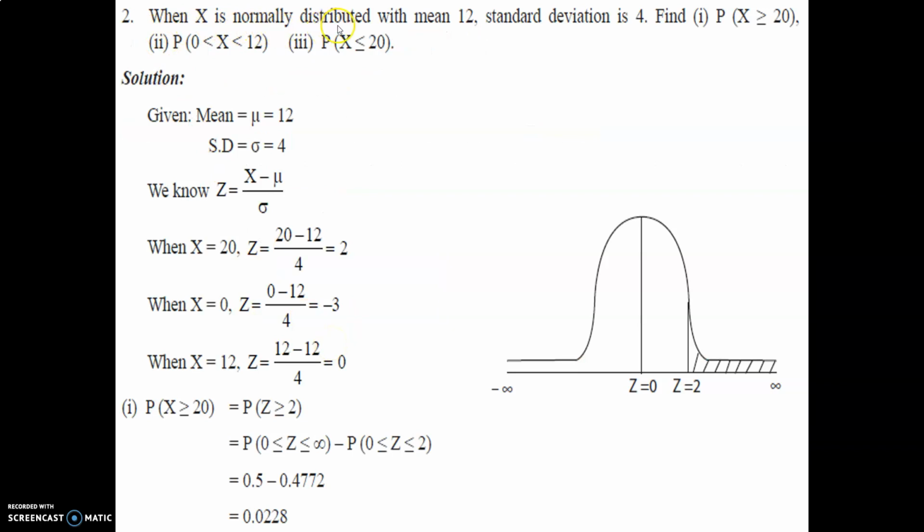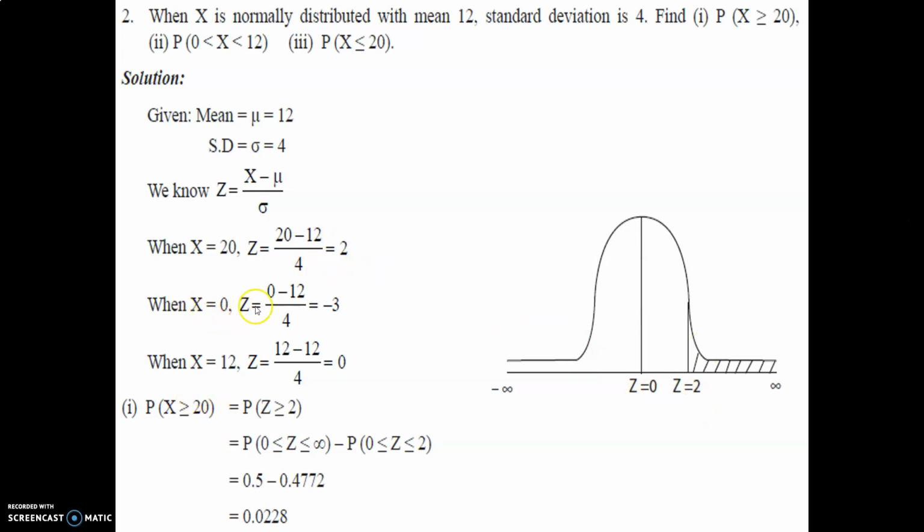When x is normally distributed with mean 12 and standard deviation 4, find: first, P(x greater than or equal to 20); second, P(0 less than x less than 12); third, P(x less than or equal to 20). Mean mu is equal to 12, standard deviation sigma is equal to 4. Now the z score is x minus mu upon sigma. First, x greater than 20. For x equal to 20, z score is 20 minus 12 upon 4, which is 2. So we highlight z is equal to 2.